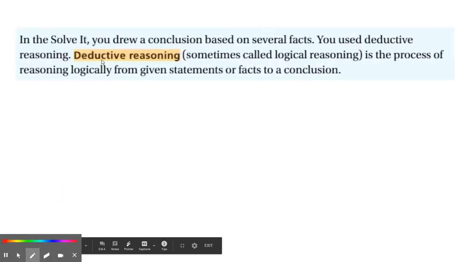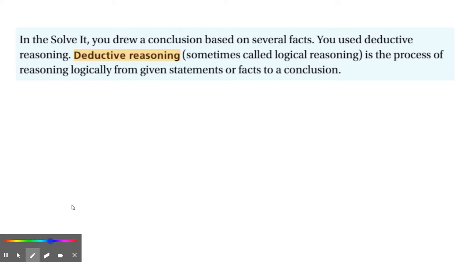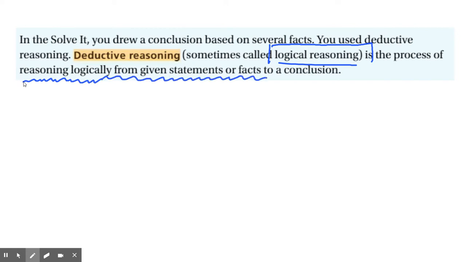Okay, so this deductive reasoning really should just be called logical reasoning. It's a process of reasoning logically from given statements or facts to a conclusion. And again, this is all about writing proofs. This is all getting you ready for what are called proofs. And in the next section, section 2.5, we're actually going to walk you through a couple proofs just to kind of get your feet wet into what they're really all about.